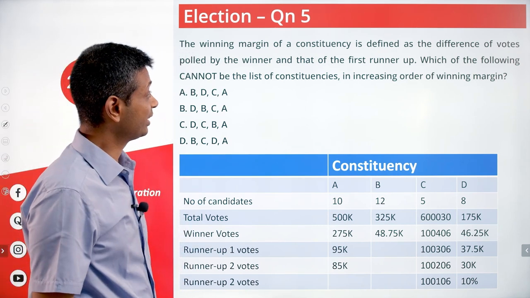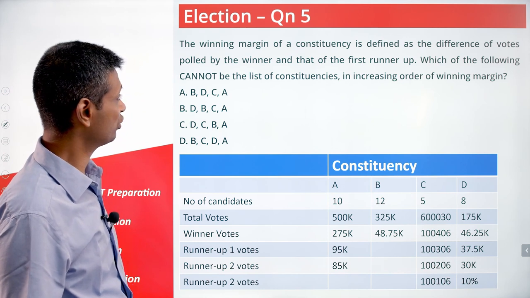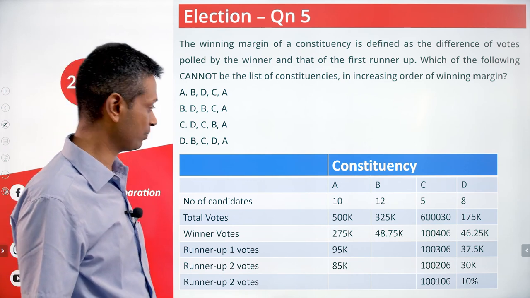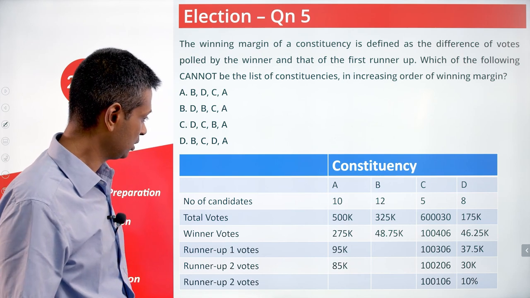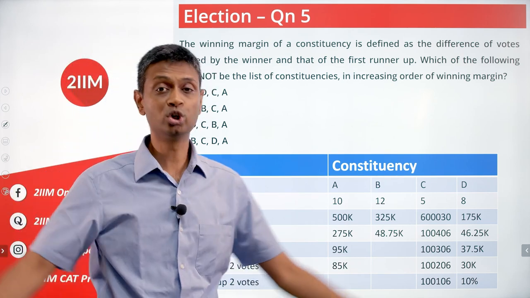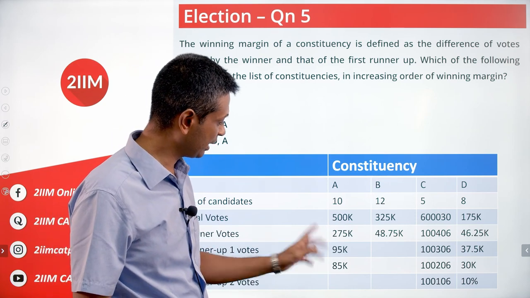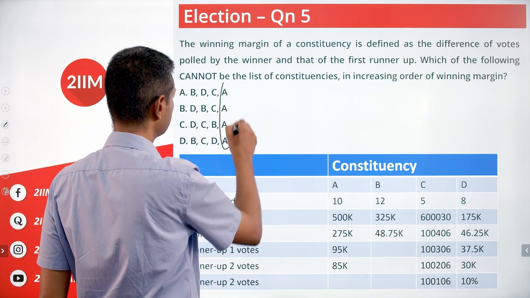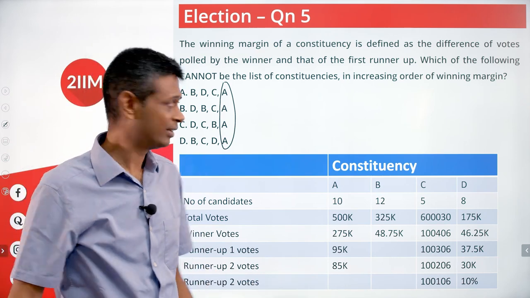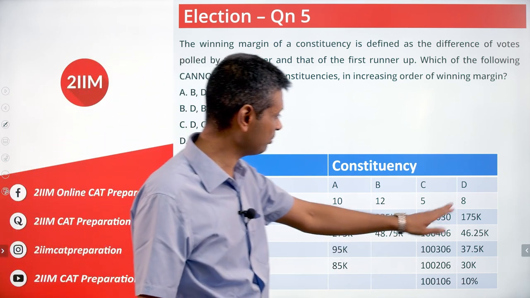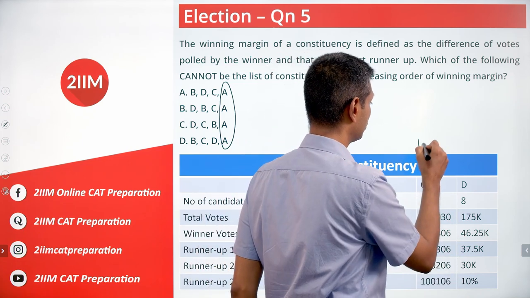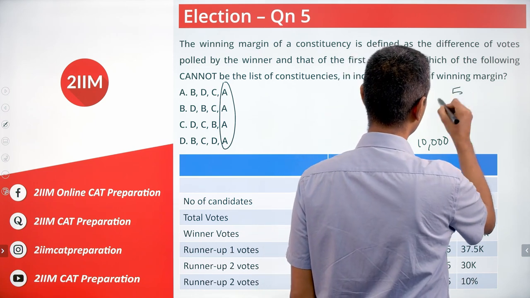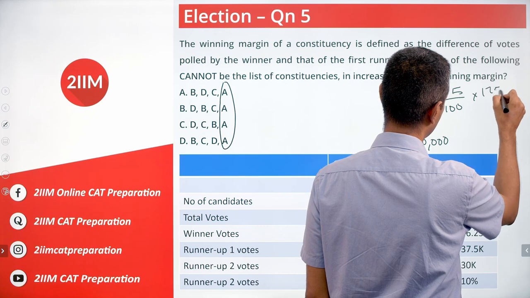The winning margin of a constituency is defined as the difference of votes polled by the winner and that of the first runner-up. Which of the following cannot be the list of constituencies in increasing order of winning margin? First of all, winning margin for A is huge, gigantic. 275,000 minus 95,000. So just 180,000. A has got to be the last. Okay, that part is done. Easy inference, therefore it doesn't help us at all. These two winning margins we can find. For C, the winning margin is 10,000. For D, the winning margin, we calculated this, it's 5%, 5 by 100 into 175,000.